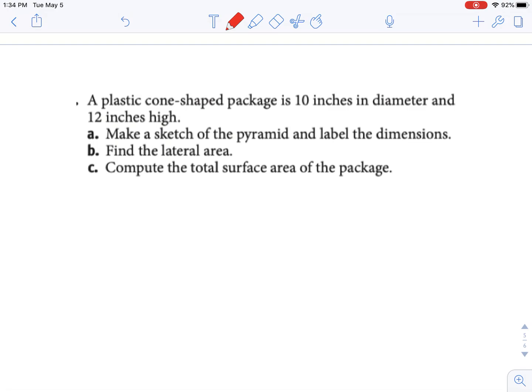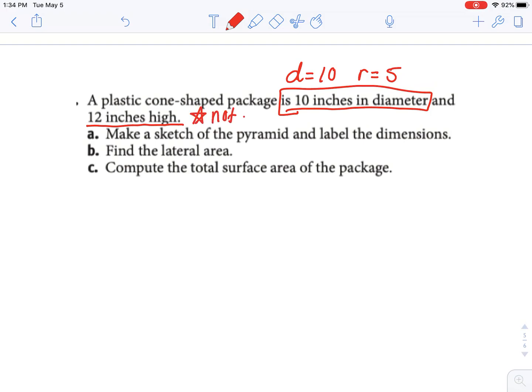Okay, in this example, again, pay attention to what we've been given. A plastic cone-shaped package is 10 inches in diameter. So again, if the diameter is 10, then the radius that we'll be using is 5. We're also given that the height is 12 inches. Notice that it does not say slant height. This is specifically the height.